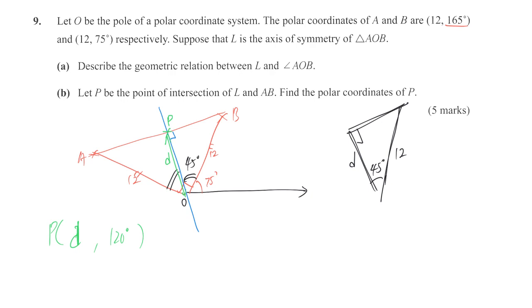Cosine ratio. So cosine 45 degrees is equal to D divided by 12. D is equal to 12 cosine 45 degrees. They do not say you have to find the exact value. So if you use the decimal value and then you put it inside, it should be fine.